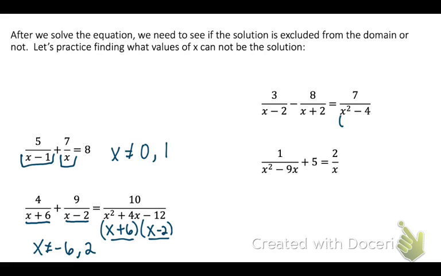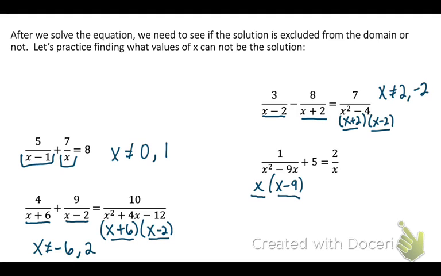For my next problem, again I need to factor the x squared minus 4. And then I'm looking to see what makes each of these 0. Well, that would be just 2 or -2. So x cannot equal 2 or -2. And for the last one, again, we have to start by factoring. And then we're looking at what makes each of these 0. Well, if x were equal to 0 or 9, those would be excluded.